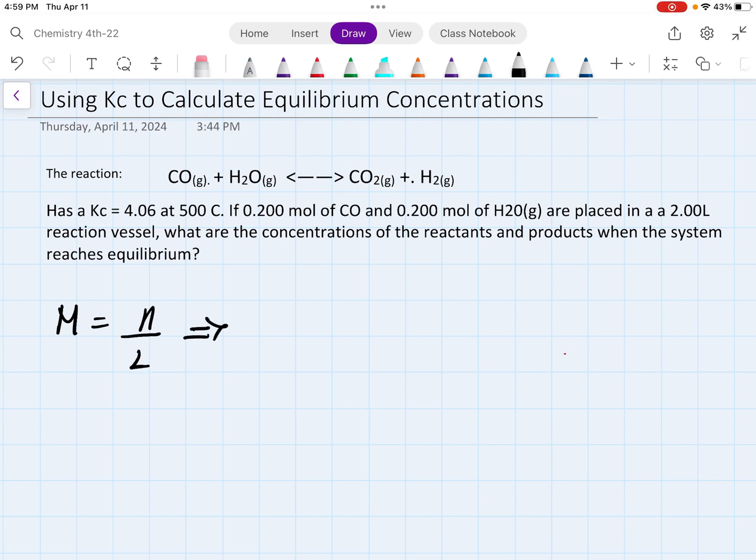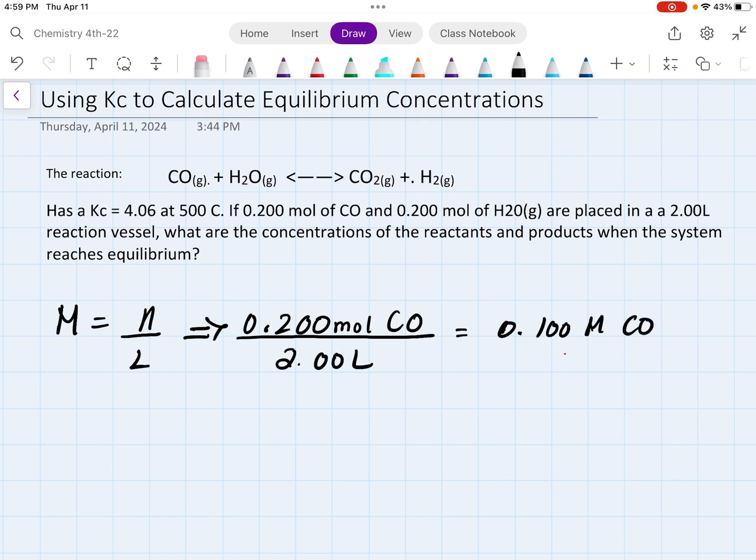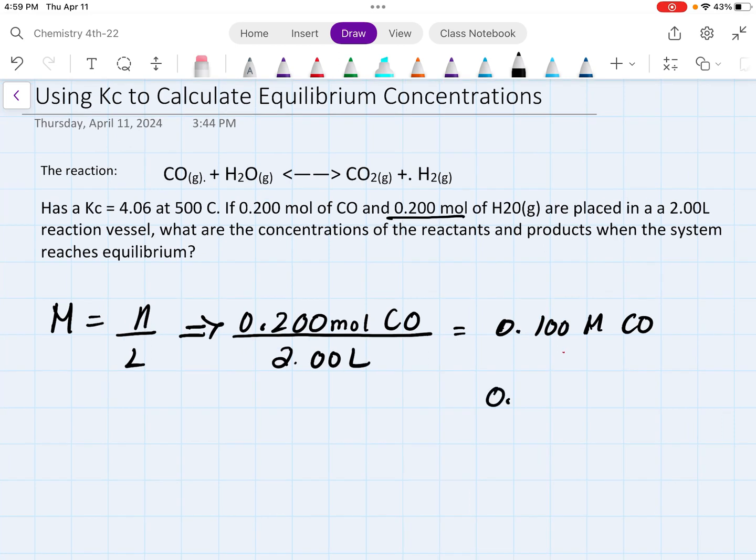So in this situation, we have 0.200 moles of CO, and we're going to divide that by the 2.00 liters of the vessel. If you do that, you're going to end up with 0.100 molar concentration of CO. Because the H2O is at the same concentration, we can assume that we have 0.100 molar concentration of H2O. Okay, so that makes things a little bit easier.